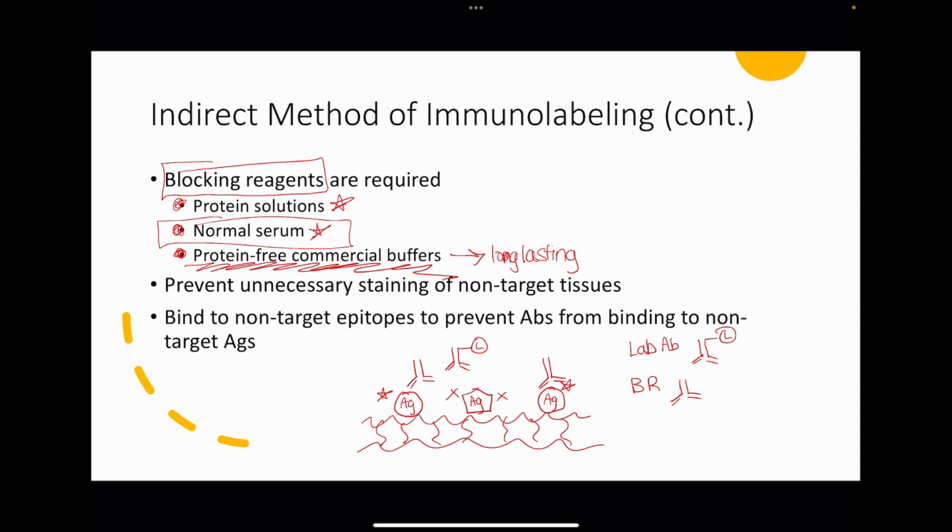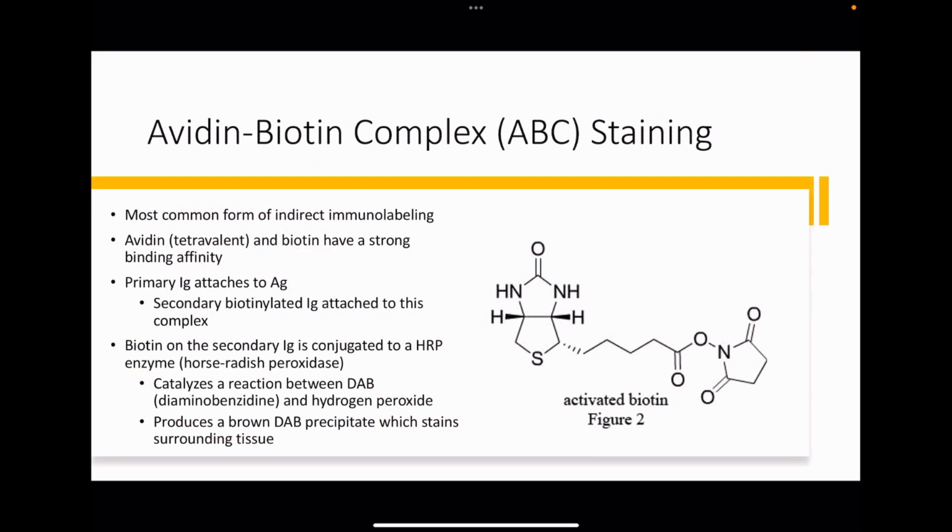So now the labeling antibody has no choice but to go right there onto the antigen in question, which is pretty much what we want it to do. These blocking reagents are essentially going to bind to the non-target epitopes, so this is the epitope right there, to prevent our necessary lab-based antibodies from binding to the non-target antigen.